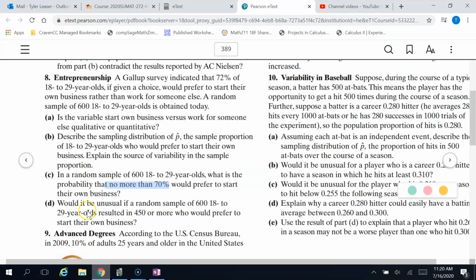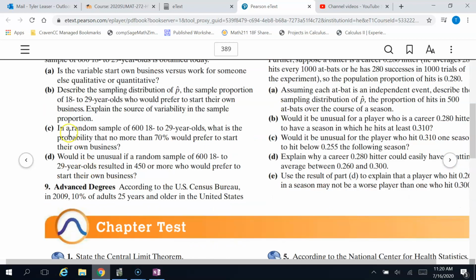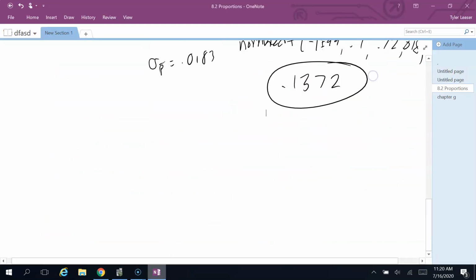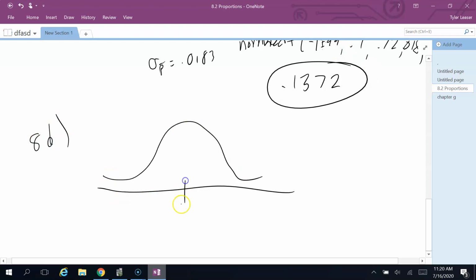Okay, so there is another part to this one, part D. We'll do this one real quick. Would it be unusual if a random sample of 600 18 to 29-year-olds resulted in 450 or more who would prefer to start their own business? We still have the same sample size, and because the sample size is the same, that means our picture is going to be the same. But this time we want 450 or more to want to start their own business. So let me just copy that normal distribution down. The mean was at 0.72. The standard deviation was at 0.0183.